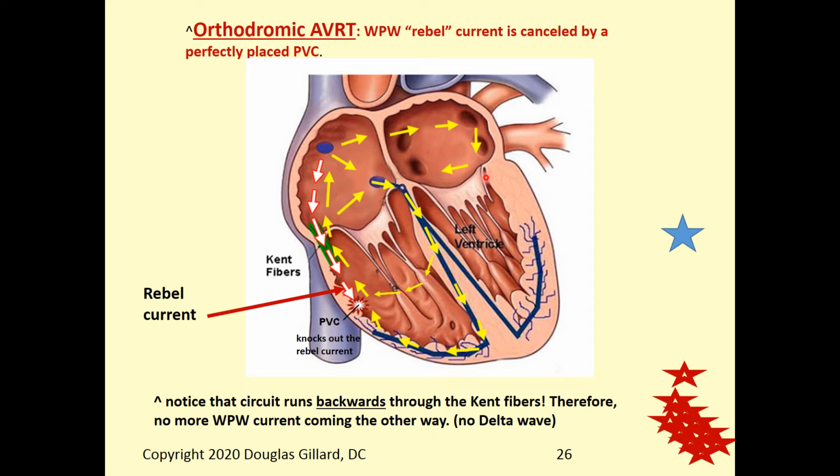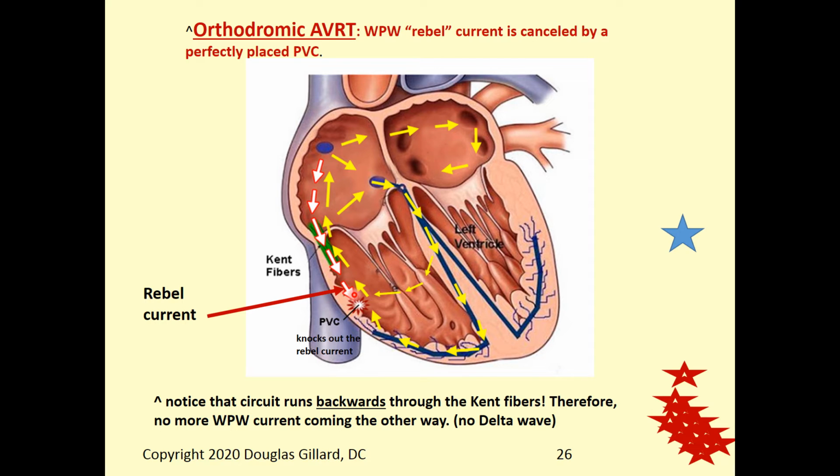Okay, so let's take a look at it, back to our picture. So this is orthodromic AVRT. And what has happened is, we've got a normal SA node spark of the heart. So Bachmann's bundle, everything in yellow here. I should have put these in yellow as well, but then it gets too confusing. So this was part of the normal spark here. This is just the rebel current as usual. No big deal. We've talked about this.